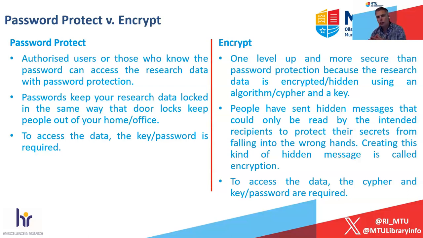So in order for us to get access to data that might be encrypted, we actually need two things. We need a cipher, and we need a key or a password to actually get access to the data. So when we encrypt our data, it is one level up from doing a password protection, okay?